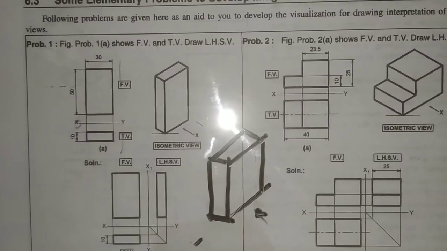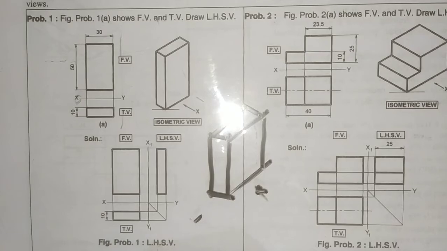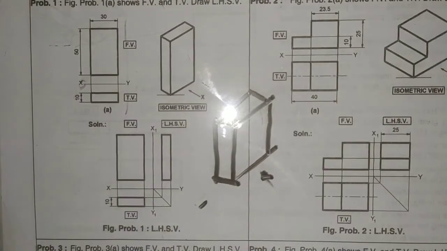So first draw this figure, draw the X1Y1 line and transfer the lines here. Automatically the left hand side view will become here.